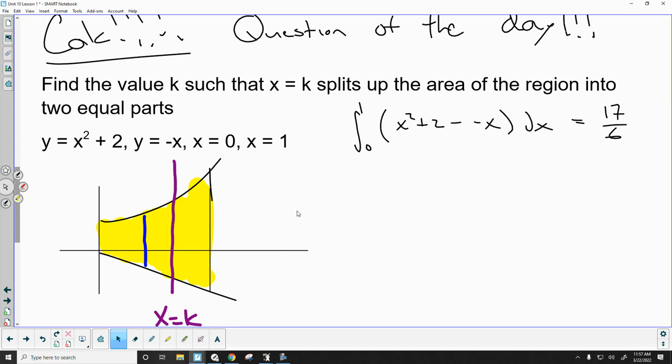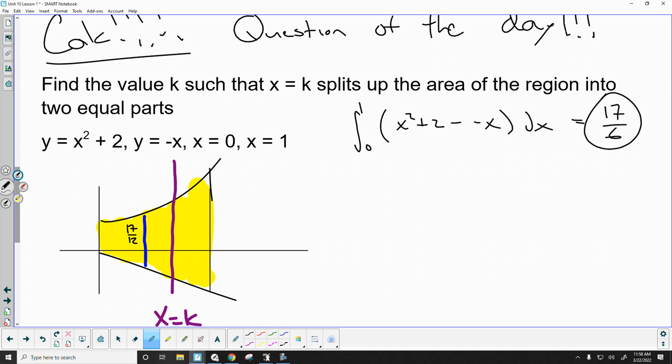Tell your neighbors, what would be a setup? I need a setup first. What would be a good setup? Maybe involving integral or integral. All right, who's got a setup? Who's got some sort of setup involving integral? Shane, what do you got? White, what do you got? Yep.